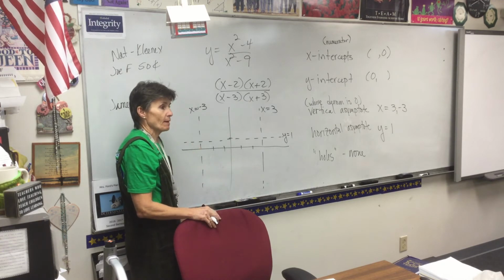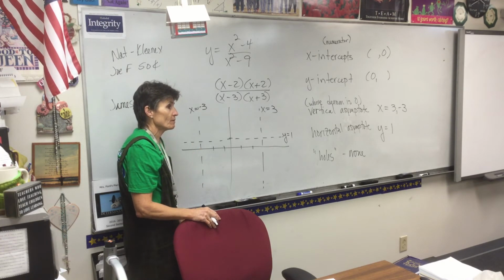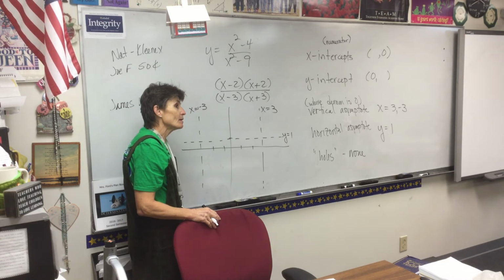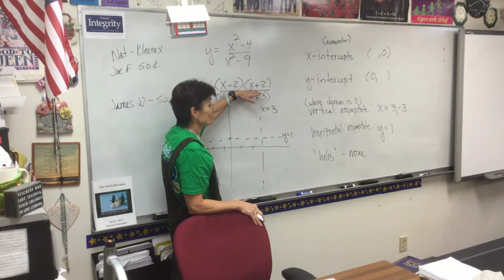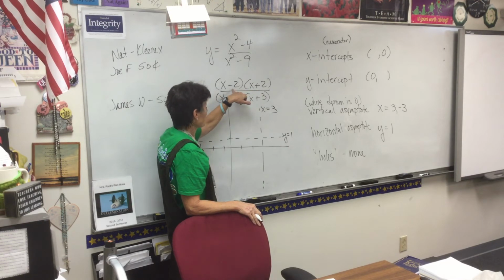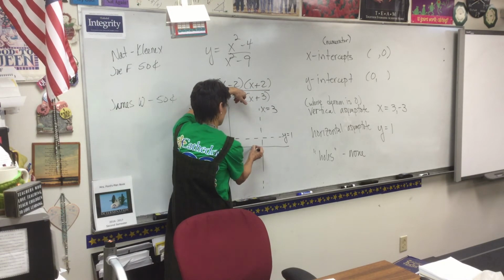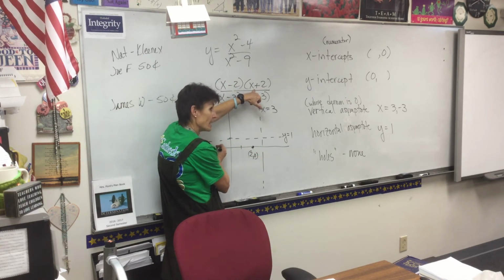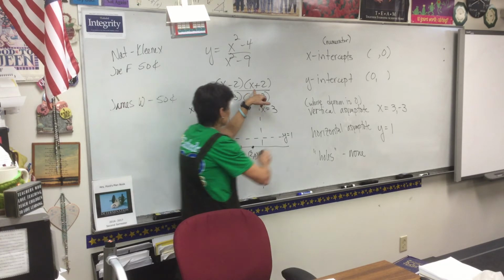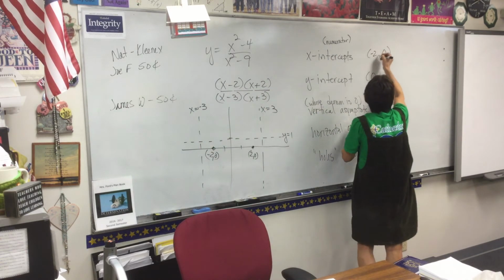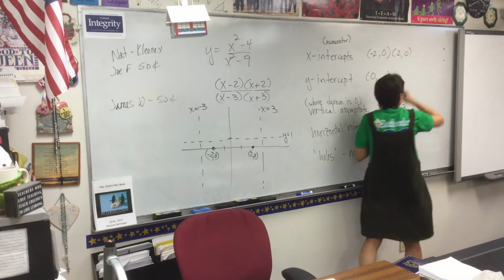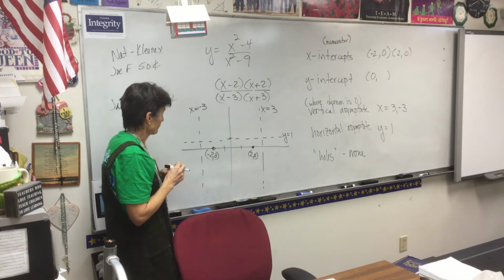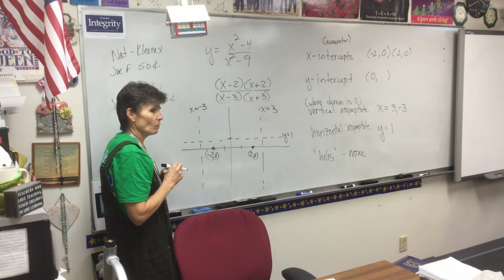Well, what about my intercepts? What do you think? Zion, do you have any idea this time? They stay the same. You're going to look up at your numerator. So you're going to have 1 at 2, and you're going to have 1 at -2. Your x-intercepts come from your numerator, and there's 2 of them this time. How about a y-intercept?